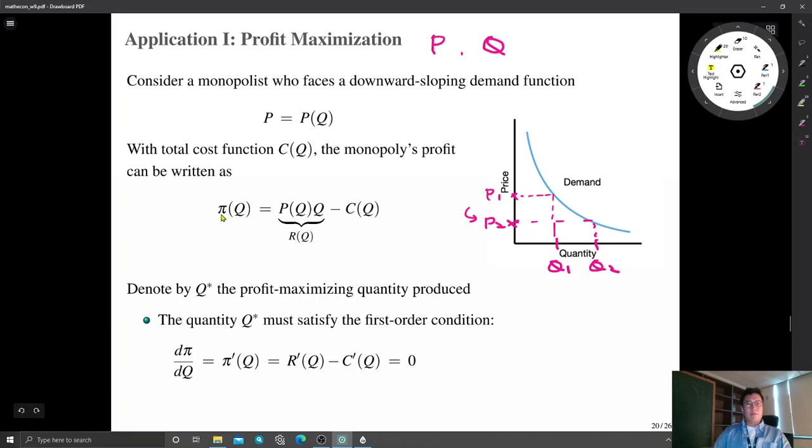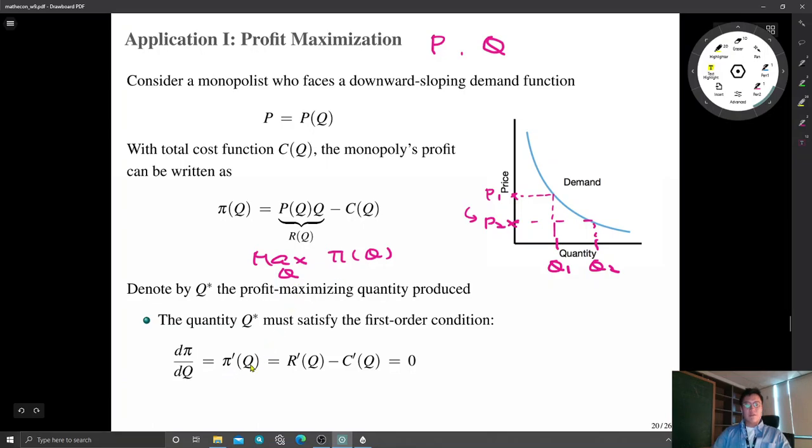This profit function is just a function of one variable, the quantity produced. So we can apply the first or second derivative test to find out where this function is maximized. Our problem is to see where this function is maximized. Denoting the solution to this problem by Q star, Q star is the profit maximizing quantity. We first take the derivative of this objective function, the function we want to maximize, with respect to the choice variable Q.